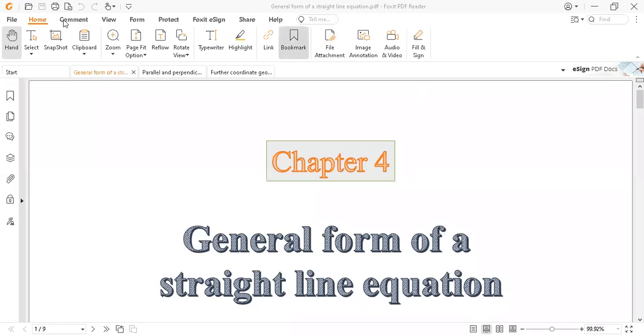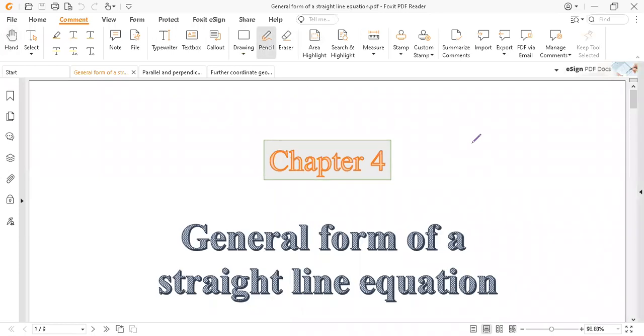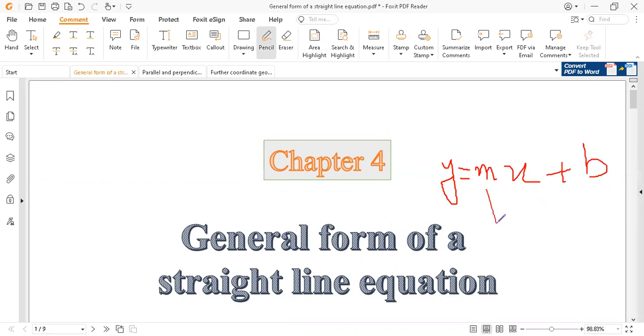Hi everyone. So today we're still in chapter 4, and our section today is entitled General Form of a Straight Line Equation. We already explained that the straight line has an equation of the form y equal to mx plus b, where m is the slope or the gradient of this line, and b is the y-intercept.